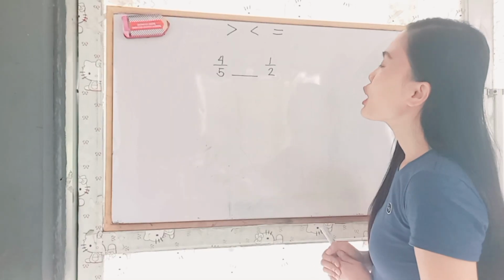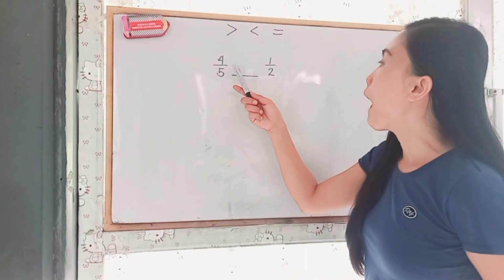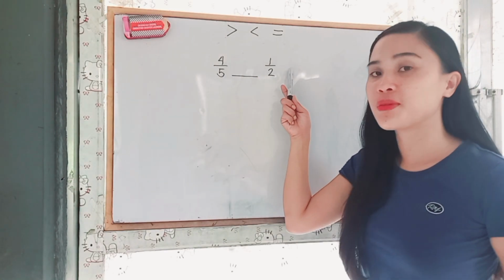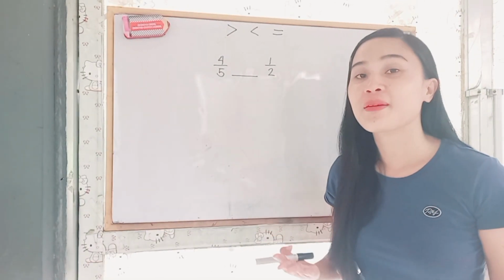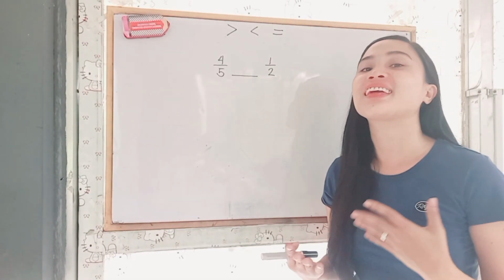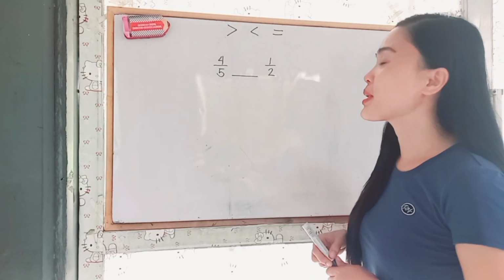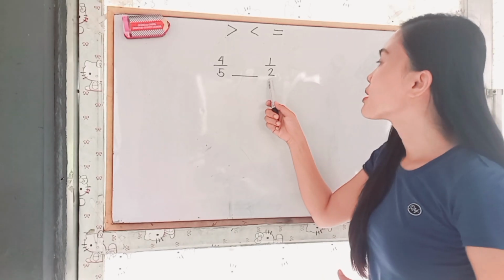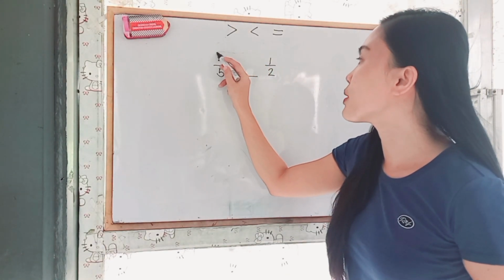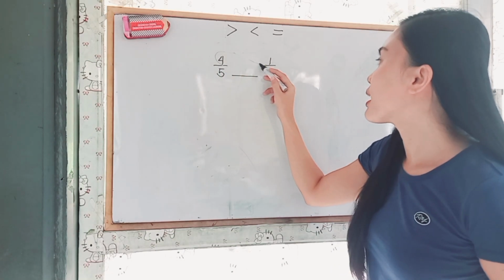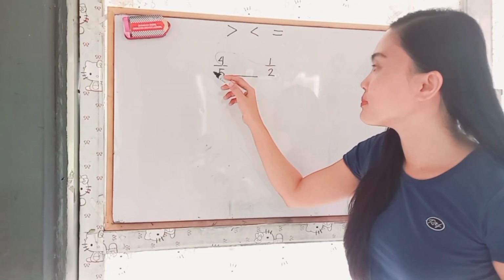Okay, so we will use the cross multiplication method since they don't have the same numerator. They also have different denominators. We cannot apply the method or technique that I taught a while ago. So let's use the cross multiplication method. To do that, just cross multiply this part, and this part.